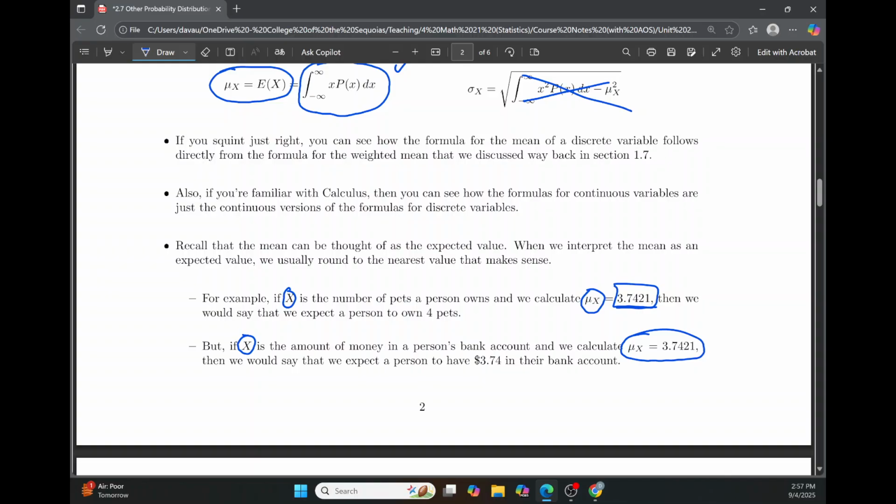$3.7421 or whatever. But if somebody asked you, how much money would you expect there to be in a person's bank account? What we would do is round this to the nearest value that makes sense, which in this case would be to the nearest penny, right? $3.74 is what we would say in that case. So again, we're just going to round. When we're interpreting the mean as an expected value, we're going to round to the nearest value that makes sense.